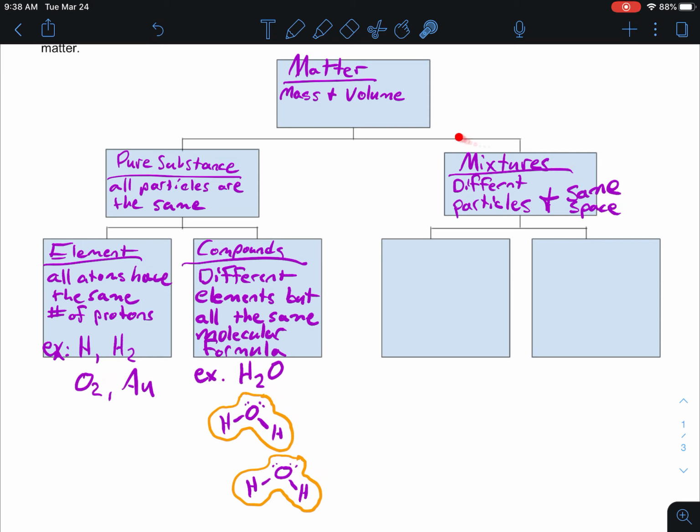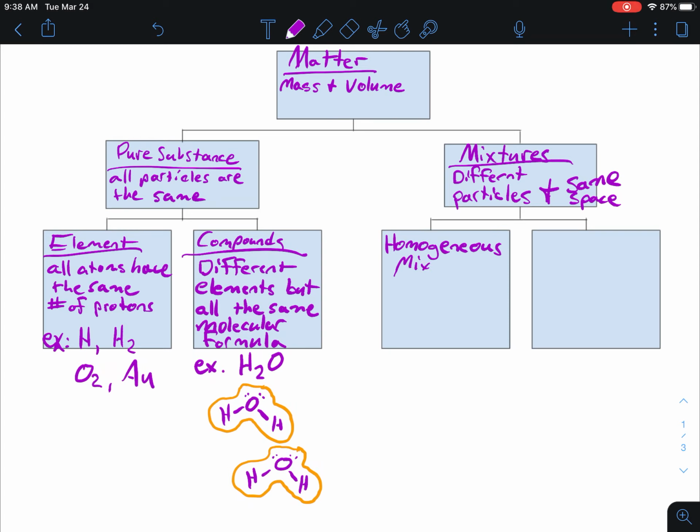Let's subdivide these mixtures into two types. The first type is homogeneous. It's, I believe, properly said homogeneous, but most people can spell it better if they sound it out and say homogeneous. Up to you. So homogeneous mixtures.